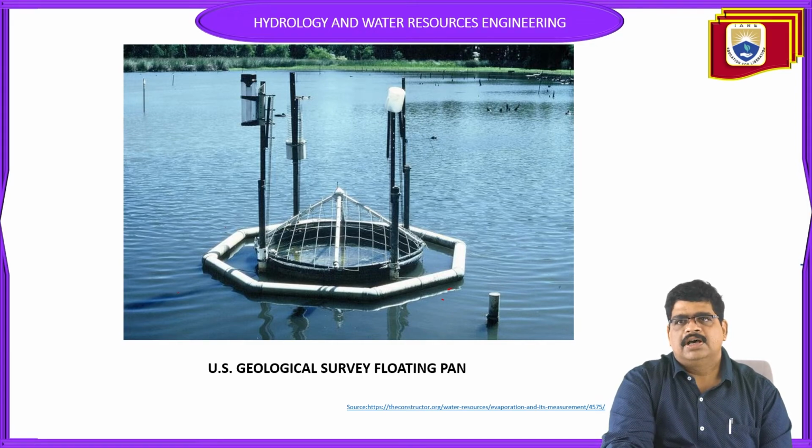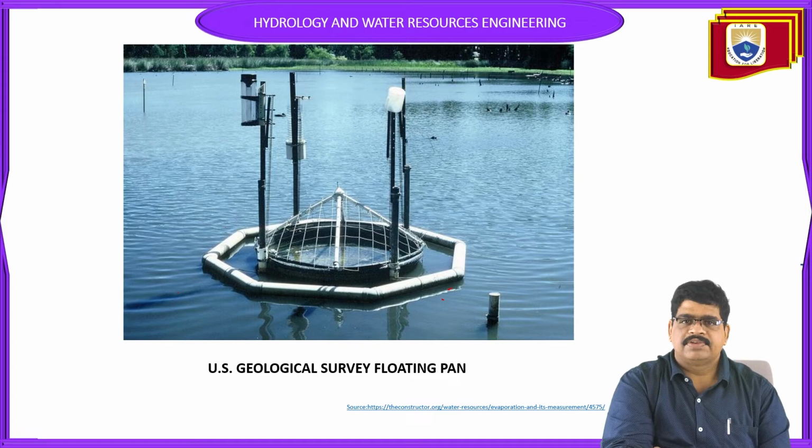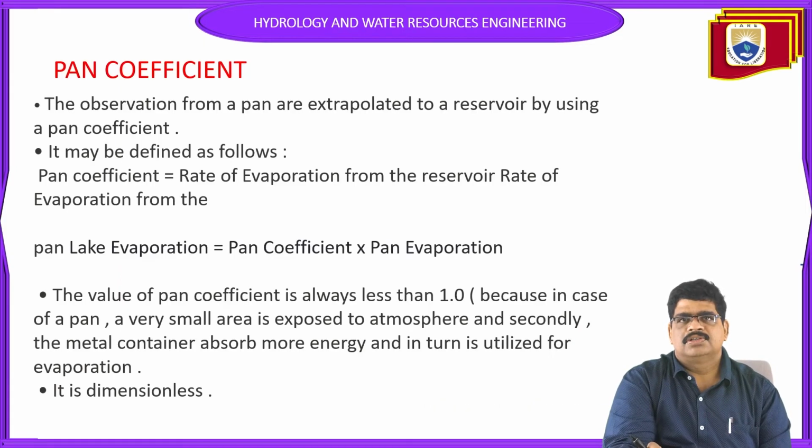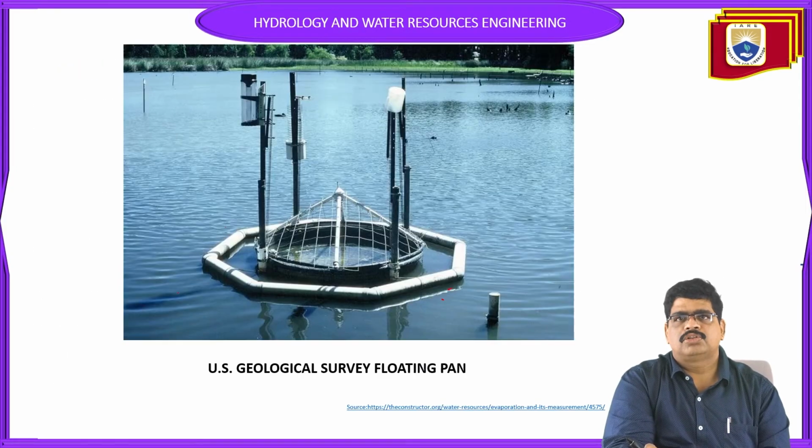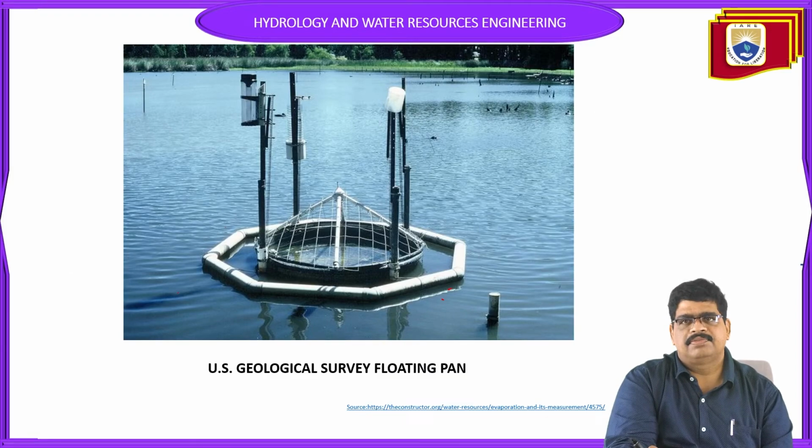In the previous one we were estimating the outside only, but in this estimation, the actual evaporation in lakes and ponds, whatever it is, the water storage in the areas, how it is affected by evaporation will be known by the US Geological Survey floating pan. So this is the fourth one, a very important one. So how the evaporation can be affected.